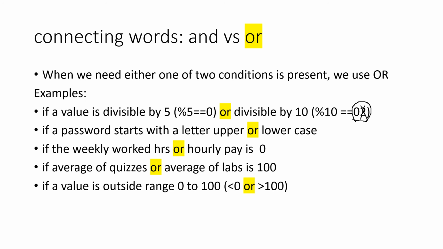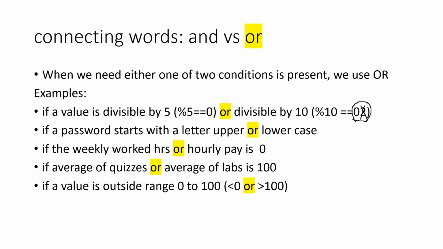Okay, so it should be if a value modulus 10 is equal to 0, it means that the number is exactly divisible by 10. Next conditions, if a password starts with a letter, upper or lowercase, so within the uppercase letters or within the lowercase letters. So we connect those two conditions. When we know how to spell it out, we will connect those two conditions with the OR keyword. Next example, if the weekly worked hours or the hourly pay is 0.